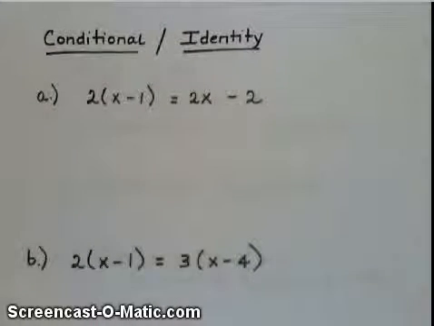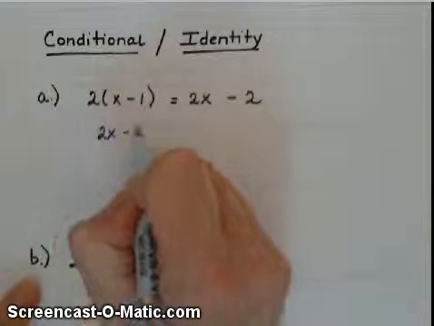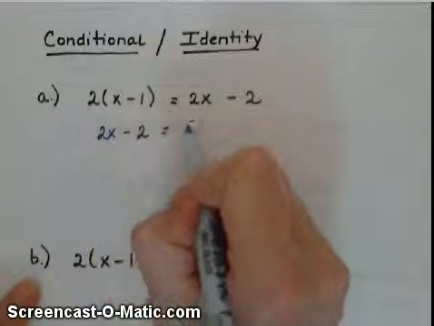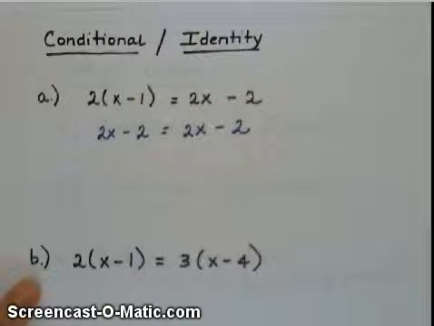First equation says 2 times x minus 1 equals 2x minus 2. Now, what we could say is if x equals 3, for instance, is this equation true? And so we can solve the equation and we can find out what value of x would make that true. So let's go through here and find the solution. Use the distributive property, 2x minus 2 equals 2x minus 2. Now, at this point, you notice the left and the right sides are exactly alike.